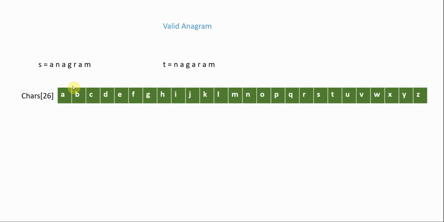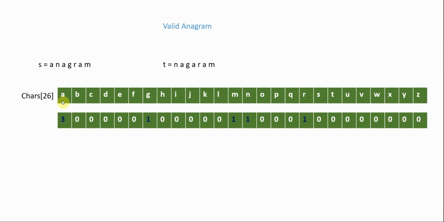Then you go through S and update the frequency of each particular character. In this case, if you go through A, it becomes 1. Then you go to N, which is 1. Then you go back to A, it becomes 2. Then you have G, you update G, that becomes 1. Then R, A, and M. So this is essentially our histogram at the end of going through the first word.